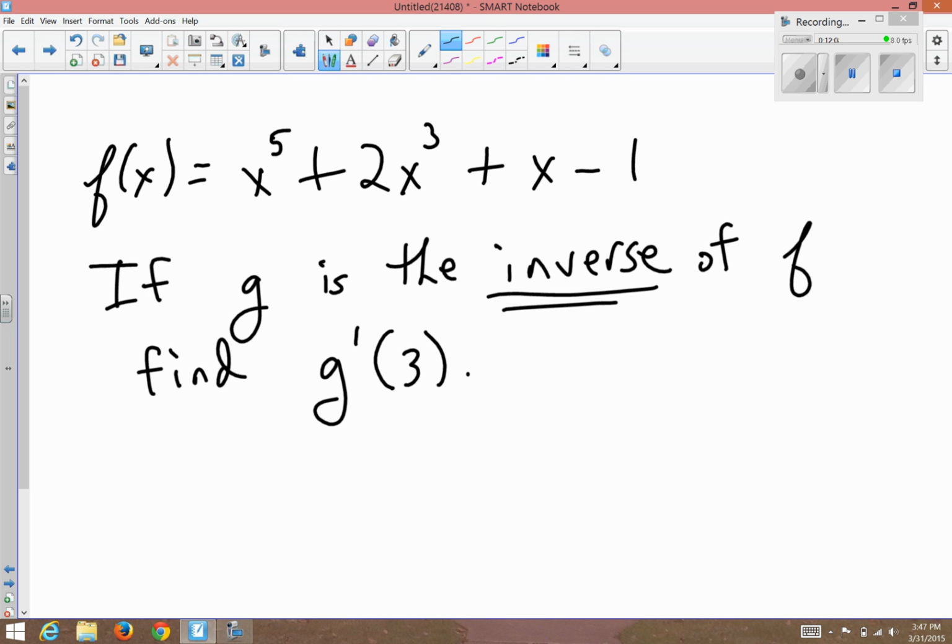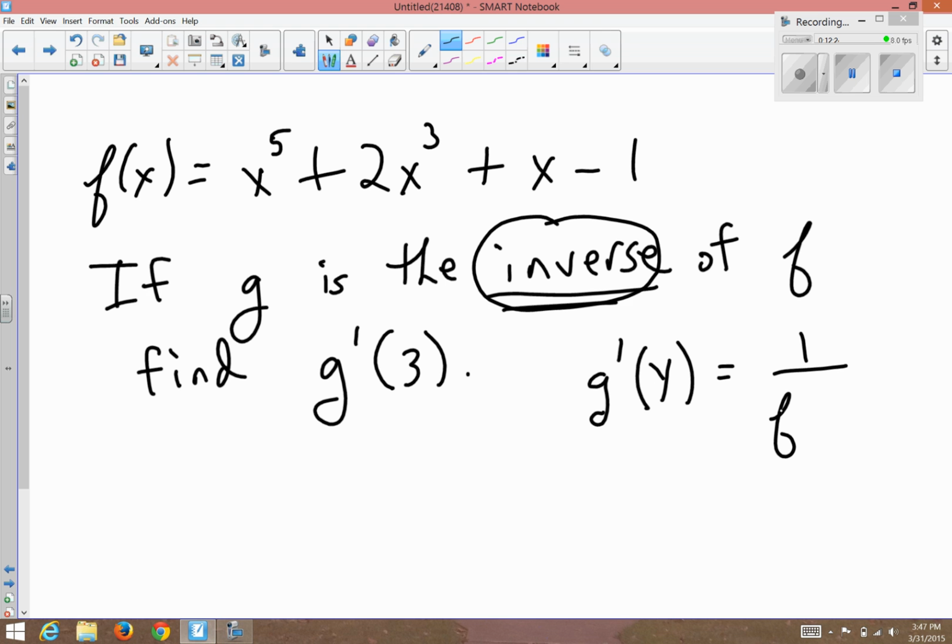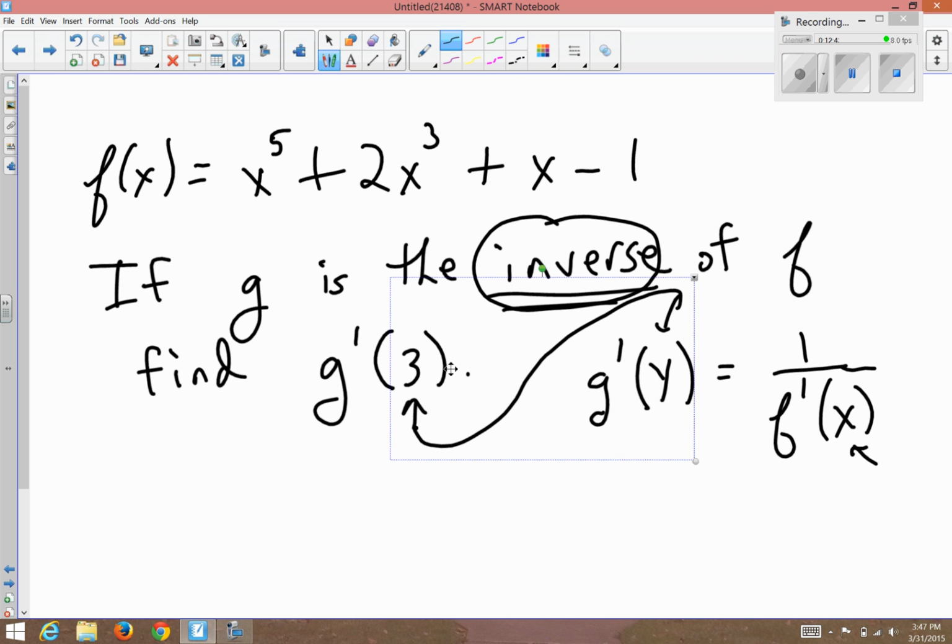Now the formula on the list of formulas at the very bottom, the derivative of the inverse of a function, goes like this. The derivative of the inverse, if g is the inverse of f, evaluated at some number is 1 over the derivative of the original function evaluated at a different number. Notice over here there's a y, and inside here there's an x. So first thing we have to do is interpret this as a y value. That means 3 goes here in place of y.